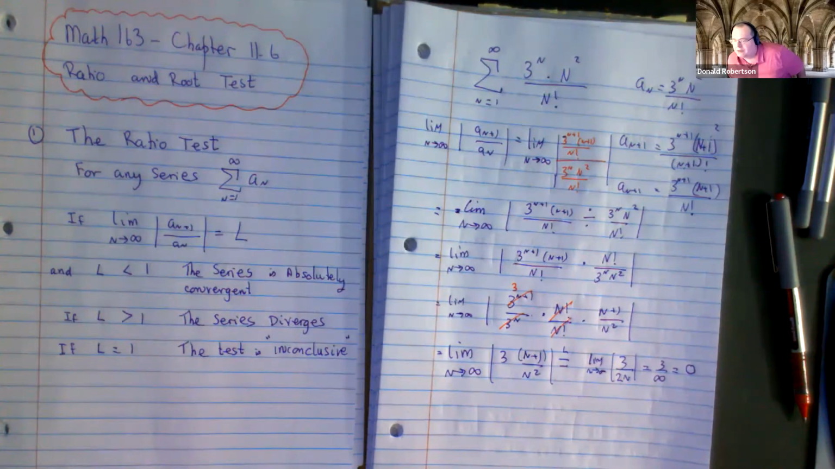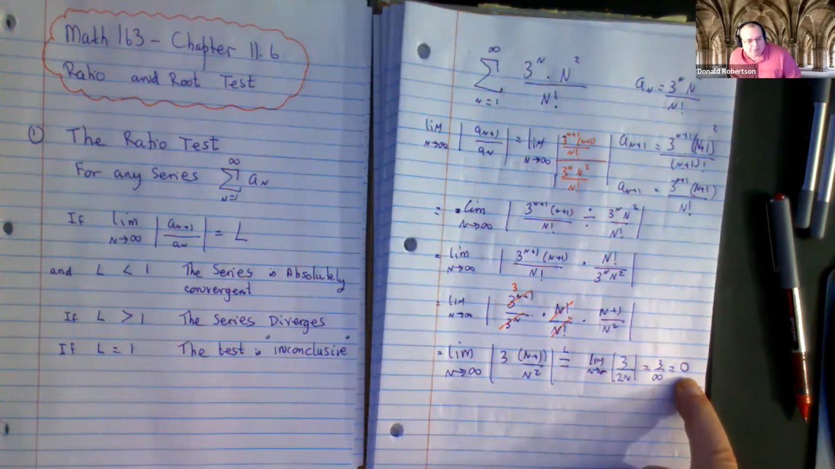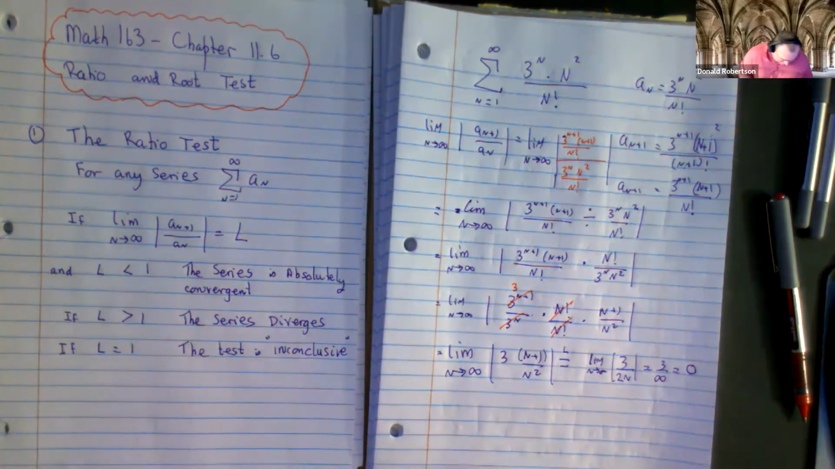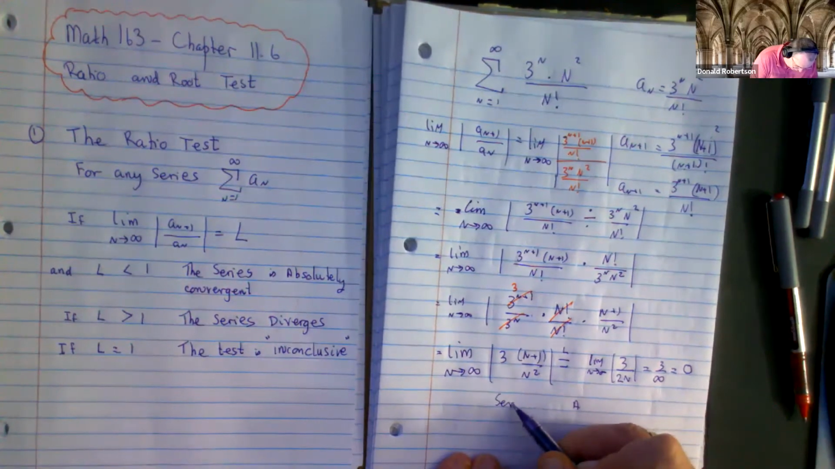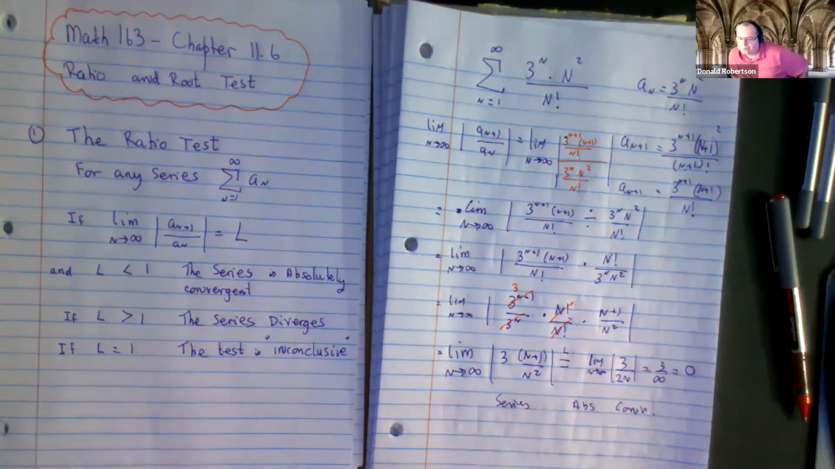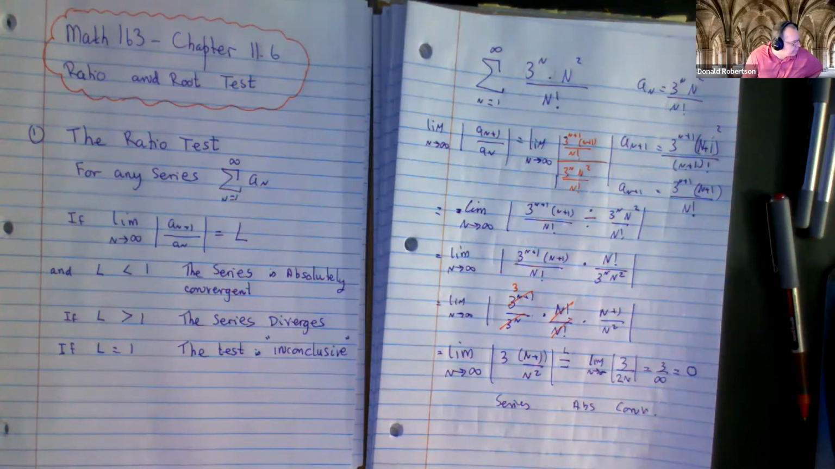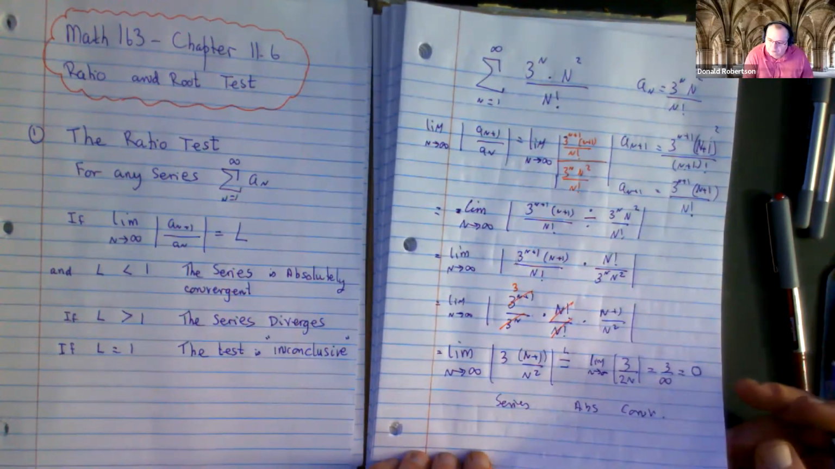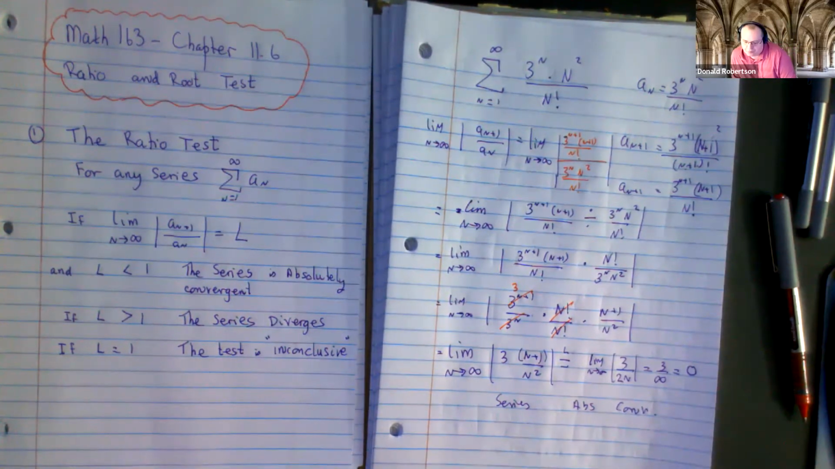And 0 is okay. Different tests, different things are okay. In this world, 0 is okay. Because isn't the number I got less than 1? And if you're less than 1, it means that the original series, that one there, is absolutely convergent. Any questions about that process? Okay.